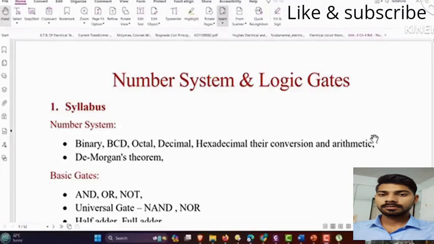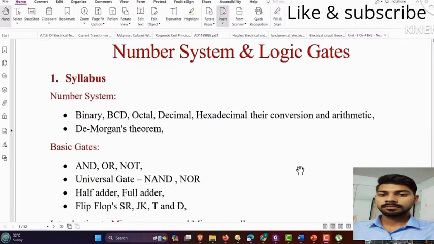Today we are going to start the discussion on unit number 3, the number system and logic gates. As per your university syllabus, the following topics are mentioned in the syllabus. Under number system, the binary number system, BCD, octal, decimal, hexadecimal number system and their conversion and arithmetic in this number system is to be discussed.